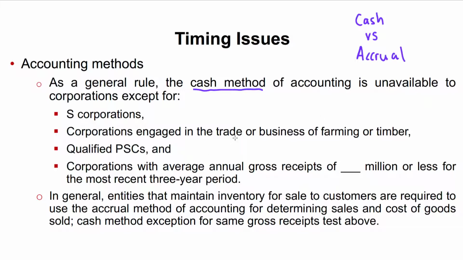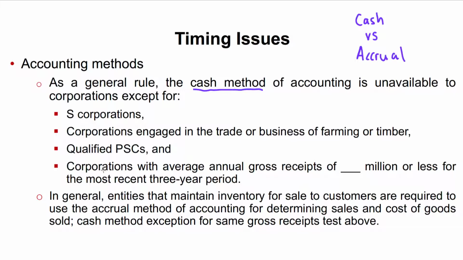So generally speaking, the cash method of accounting is unavailable to corporations, except for S corporations, corporations that are involved in farming or timber industry. Farming and timber sometimes get special carve-outs. Qualified PSCs. So you're wondering, what's a PSC? Personal Service Corporation. So lots of attorneys, lawyers, accountants that have businesses. If they create a business and it's a corporation, it might be subject to the Personal Service Corporation rules.